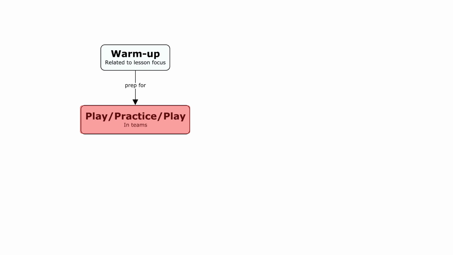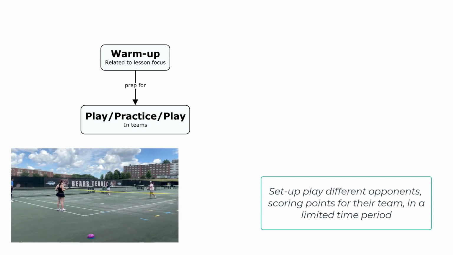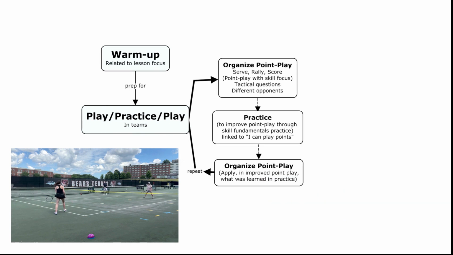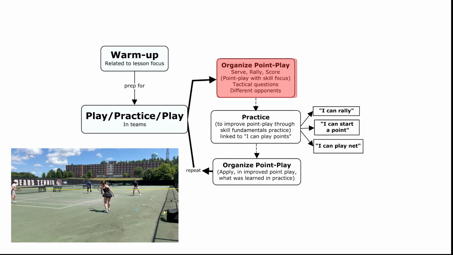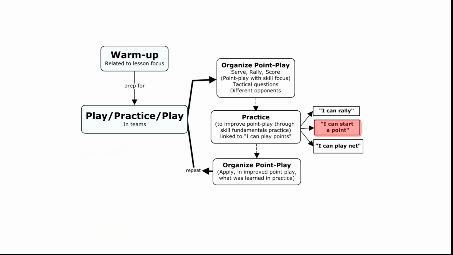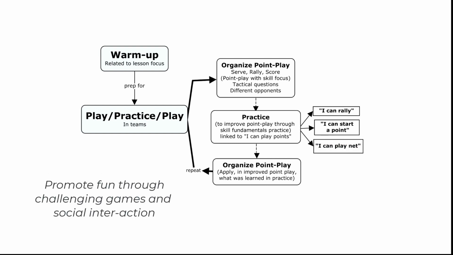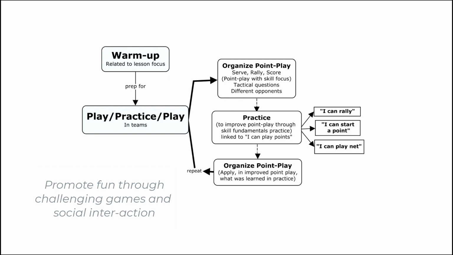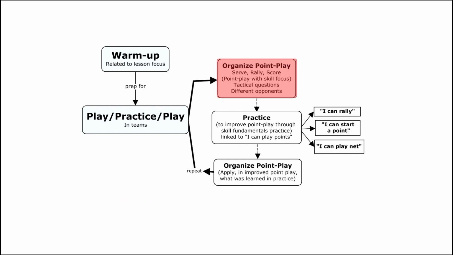The key in this approach is starting a lesson with players organized into small teams. After a suitable warm-up, they play a modified game, scoring points for their team. The game encourages students to play different opponents and is typically set up with the player scoring for their team in a limited time period. It's set up to emphasize a stroke and a tactical idea that a tennis teaching professional wants to work on from one of the three categories, such as I can rally, I can start a point, and I can play net. The core of this approach is promoting fun through challenging games and social interaction, with the player learning the need to work on a certain idea being emphasized by the modified game.